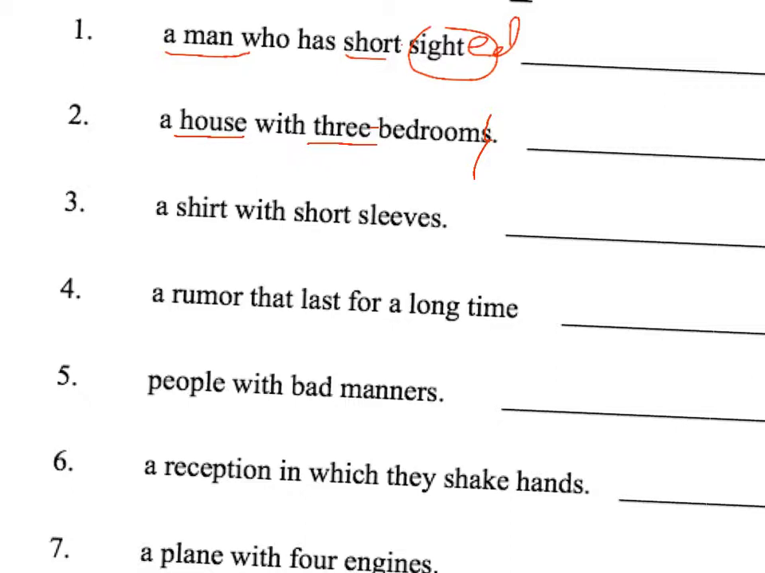Number 3, a shirt with short sleeves, it's a short-sleeved shirt. Number 4, a rumor that lasts for a long time is a long, what? What does it do? It lasts for a long time. It's a long-lasting, ing, it's a long-lasting rumor.